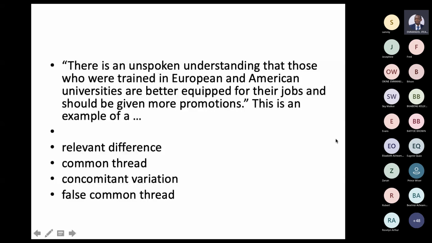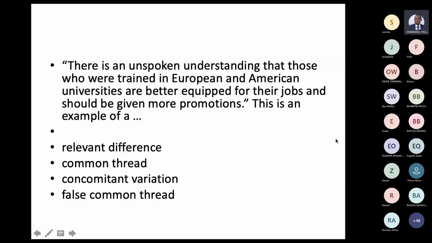So the thing is, when there is more than one case, you have to ask yourself first of all if it is a common thread. And in these cases, you have a whole lot of people who have been trained abroad, and now something is being said about them. So it means that that thing is a common thread running through them. So it is either a common thread or a false common thread if you agree with the assumption or not, or rather, if you agree with the understanding or not. If you agree with the understanding, then that's a common thread. If you don't, then that's a false common thread.